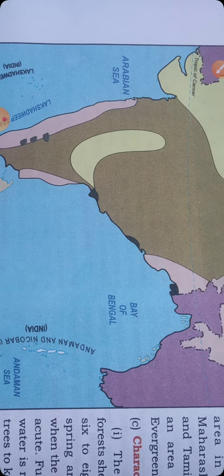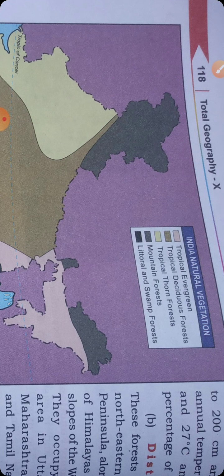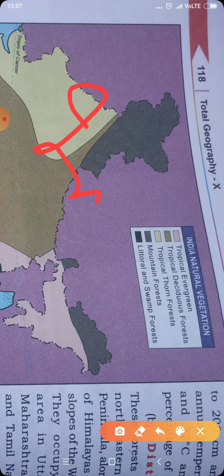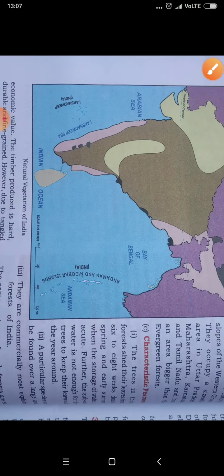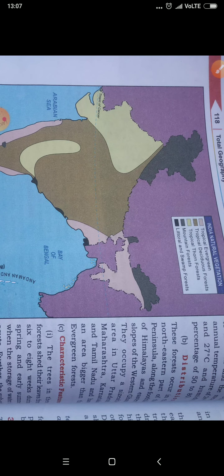Natural vegetation of India is here, and the key is shown here. Different colors show tropical evergreen, then tropical deciduous forest, tropical thorn forest, mountain forest, and littoral forest. This is also an important map. So this is important to practice. Practice this map. One of the questions can be asked from here.